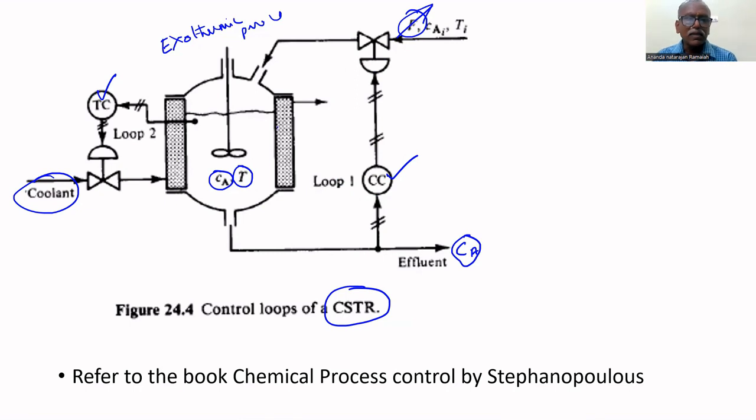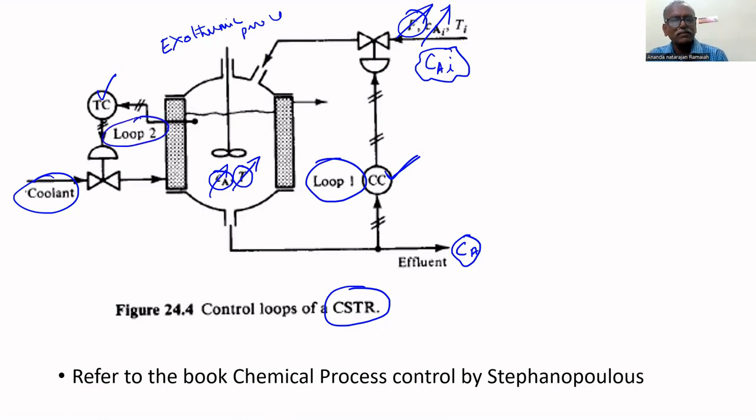Suppose there is a change in CAi, the composition of the inlet. That causes a change in CA that has to be adjusted by adjusting the inflow rate, which will be taken care of by CC. Because of the change in flow rate, there will be a change in temperature. So control loop 1 and control loop 2 are interacting.